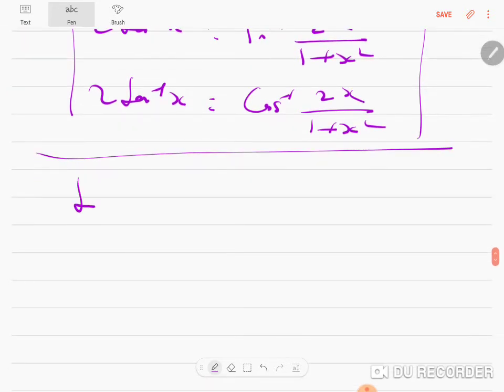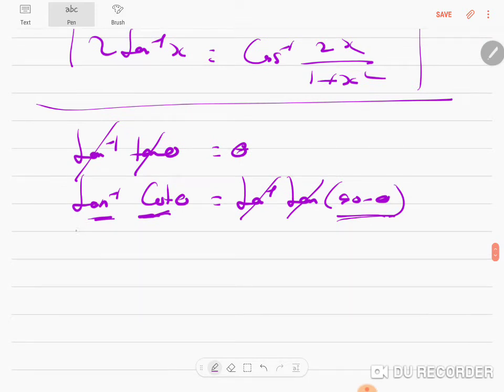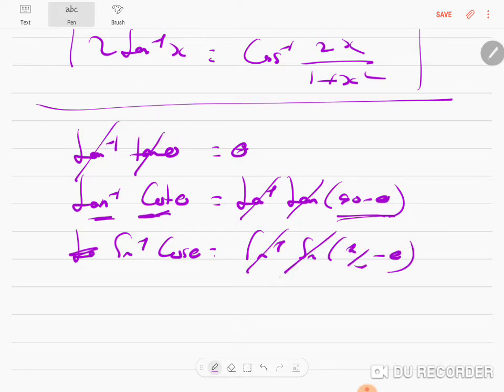Suppose tan inverse of tan theta is there, you can cancel tan inverse and tan and write the answer as theta. Suppose tan inverse of cot theta, you want tan inverse of tan, so you can write this cot theta in trigonometry as tan of 90 minus theta, complementary angle. So the answer will be 90 minus theta. For example, sin inverse of cos theta is sin inverse of sin of 90 minus theta, only then can sin inverse and sin be cancelled.